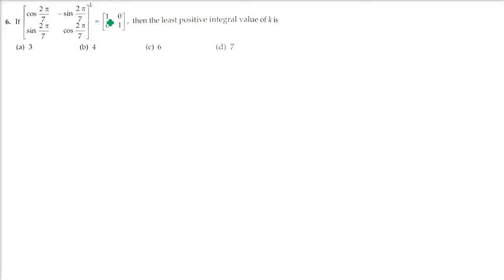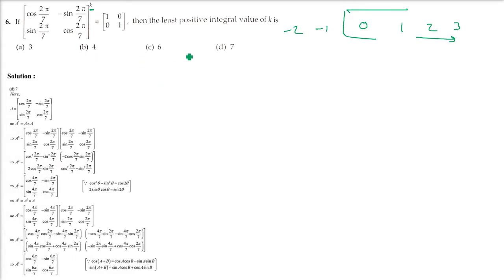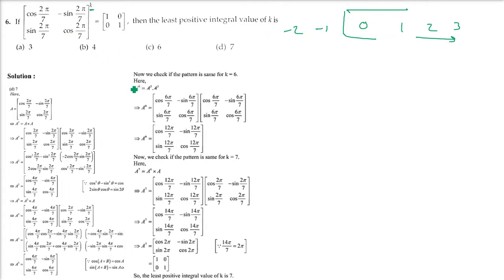This raised to power k is the identity matrix. Then the least positive integral value of k is, for that value of k, when this left hand side will become an identity matrix, we have to find when it will become an identity matrix. This will not come in MCQs, because it will take a long time. It is actually a 5 marks question, but still we are going to do it here.